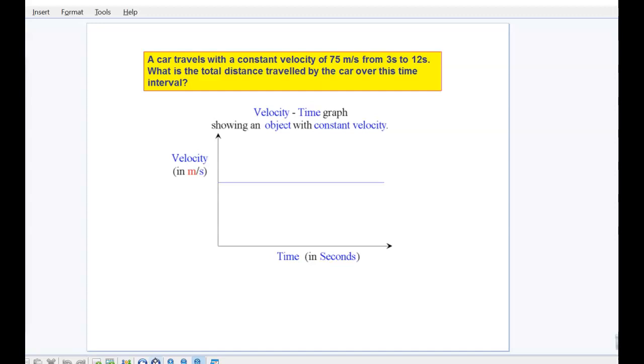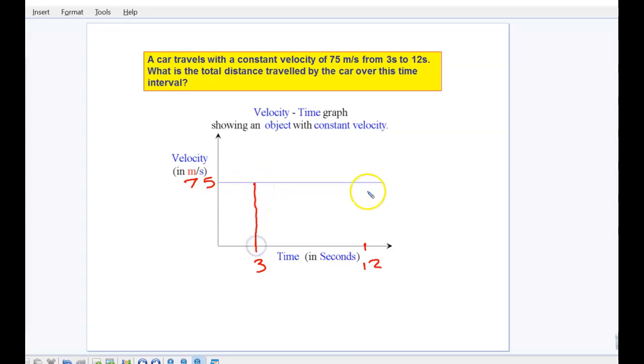Okay, if we take a look at a car that travels with a constant velocity of 75 meters per second from 3 seconds to 12 seconds, what is the total distance traveled by the car over this time interval? So here's the graph. Let's assume that this is at 75 meters per second, and this would be time 3 to time 12. And if we wanted to find the total distance, well, this is a velocity time graph.